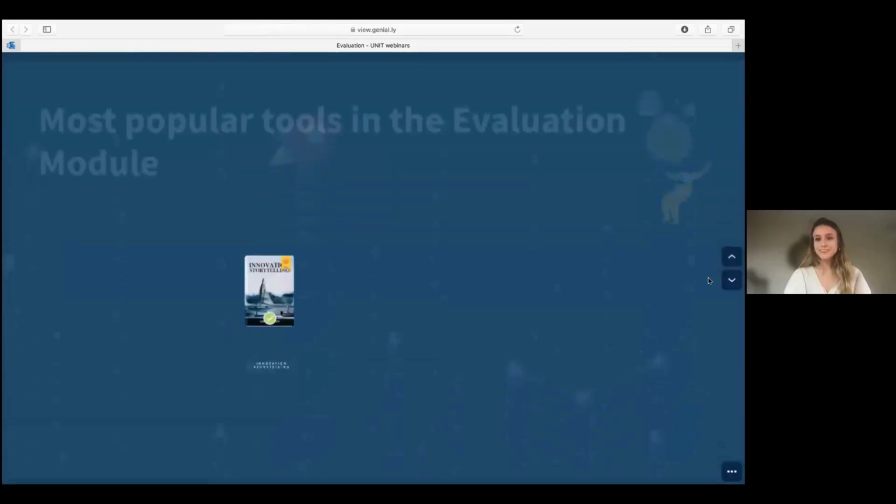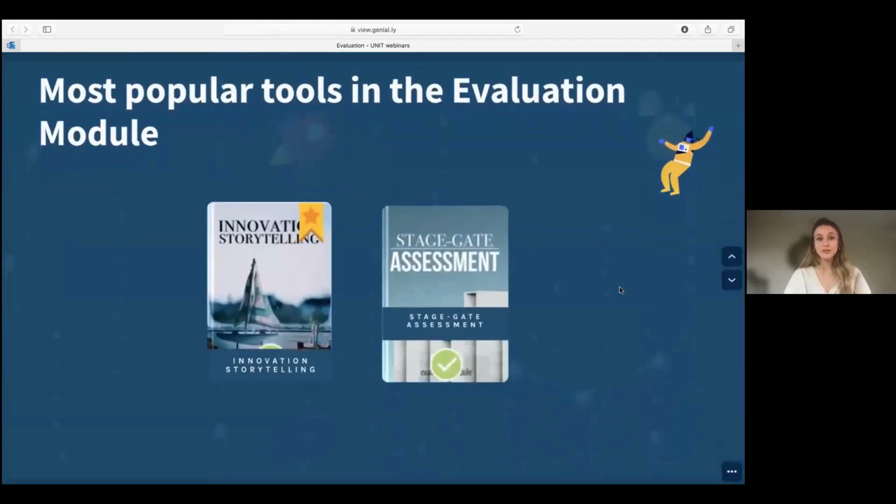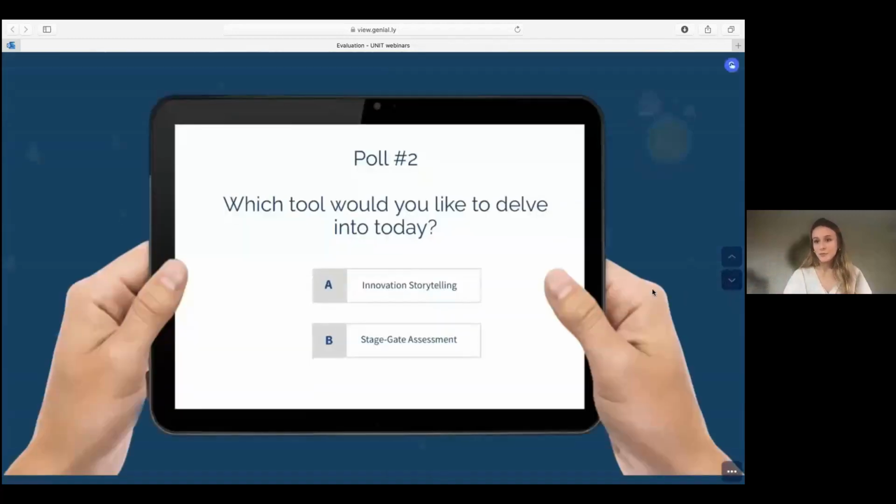Well, and now we want to share with you the 2 most popular tools of the evaluation model, innovation storytelling, as well as stage gate assessment. And here we are entering into an exciting part of the webinar, that is when you actually decide where we will go.